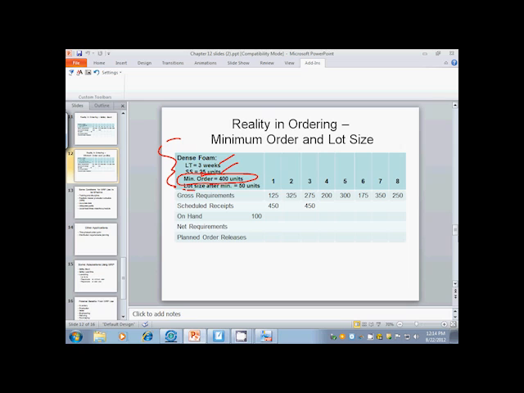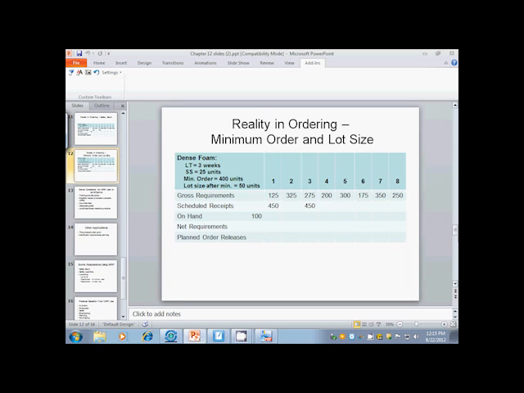Then there's a lot size after the minimum. After 400 units, you can order in lots of 50. That means you order 400, 450, 500, 550 units. You can never order 522 units. It has to be in the lot size, the minimum order 400, and then the lot size after that, whatever you need. So let's take a look again, just like what we've been doing, but now taking into consideration this minimum order and this lot size after our minimum.